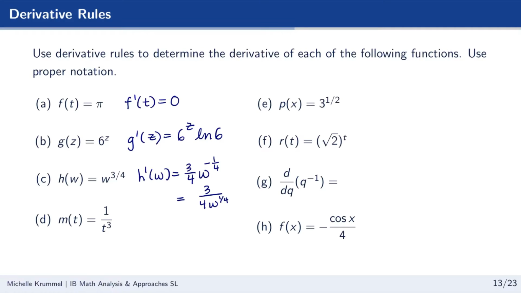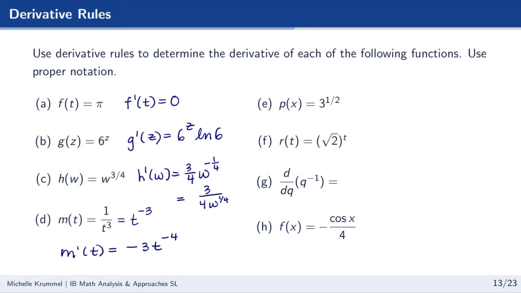Part D, m of t equals 1 over t cubed. We're going to rewrite this before we take the derivative. 1 over t cubed can be rewritten as t to the power negative 3. And I'm going to write it this way so that it's in that power function form so I can use the power rule. So m prime of t equals negative 3t to the negative 4.